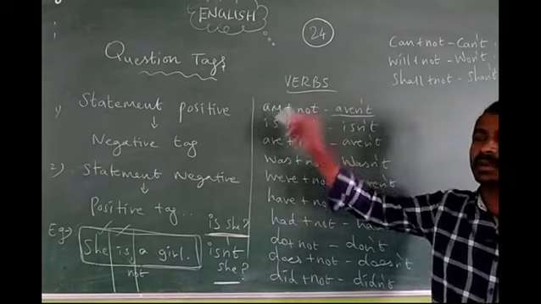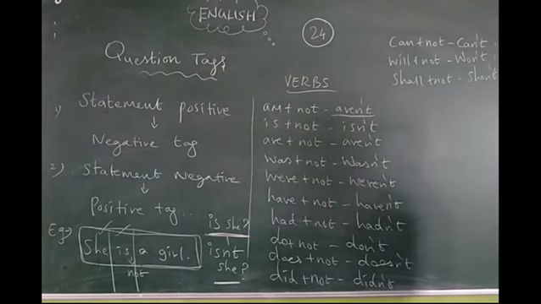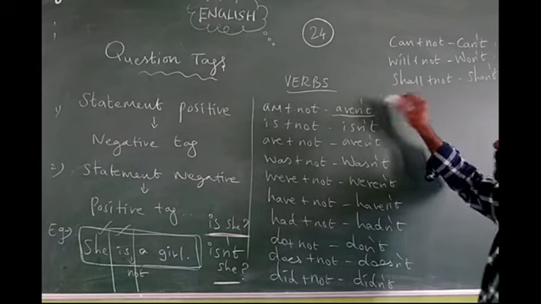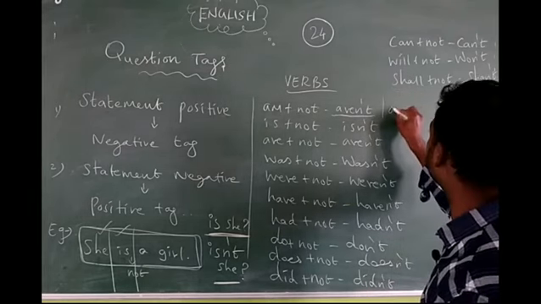Am, the sentence is positive. The sentence: I am a teacher. What is the tag? Not "amn't". "Amn't" is a wrong one. Then how can we write, sir? "Aren't", or one more answer we have, right.